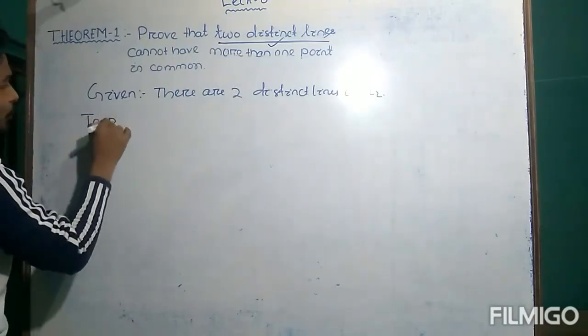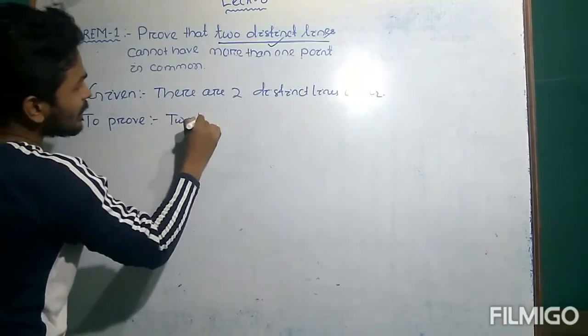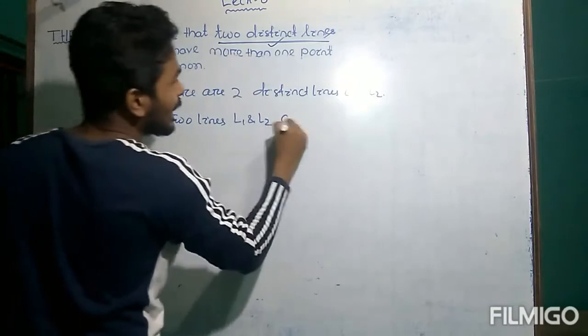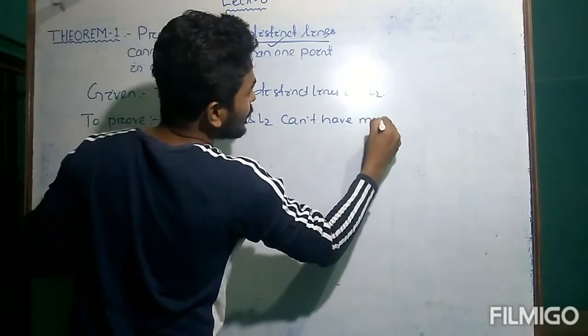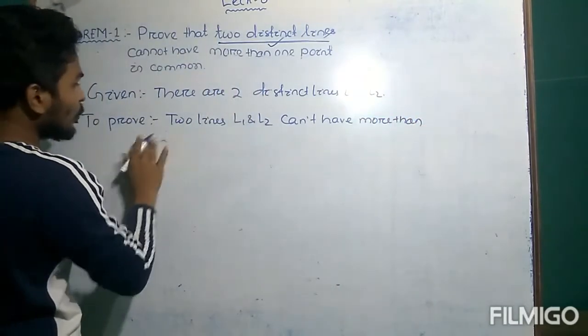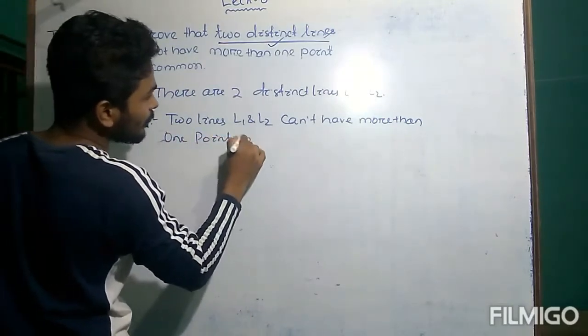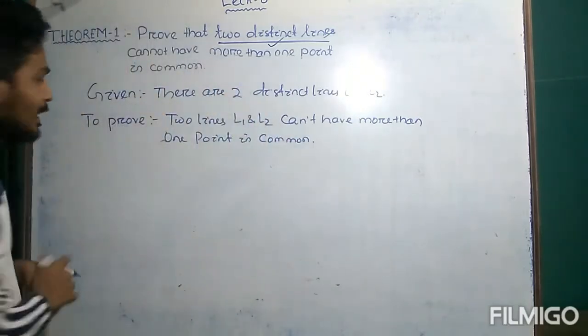So to prove: two lines L1 and L2 cannot have more than one point in common, right? Then let's prove it.